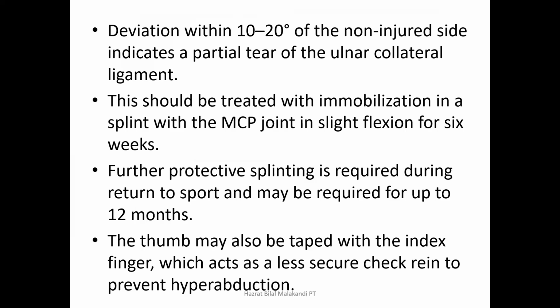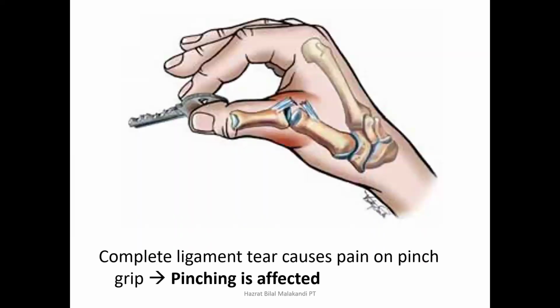They should be treated with immobilization in a splint with the MCP joint in slight flexion for 6 weeks. Flexion is used because the more it is in flexion, the less stress there will be on the ulnar collateral ligament. If we abduct it a little or hyperextend it, in both cases they will be stretching this ulnar collateral ligament.